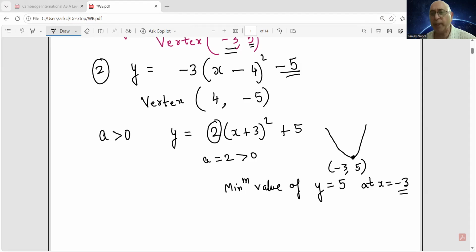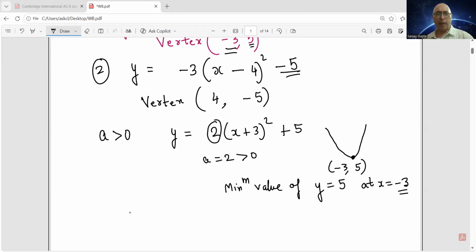So once we are able to get the coordinates of the vertex from the completed the square form, immediately we can get the minimum value of the function. Minimum value of the function is the y coordinate, not the x coordinate, because y is the function value. So minimum value of y is 5 at x equal to -3.